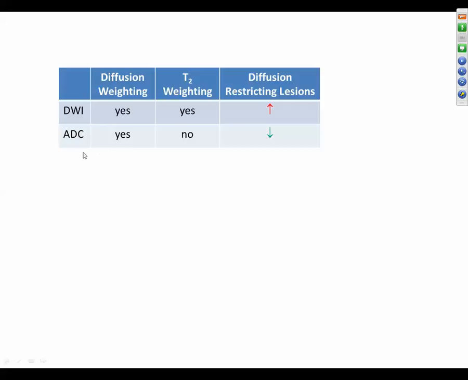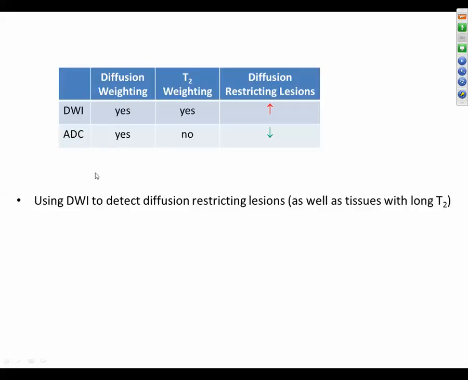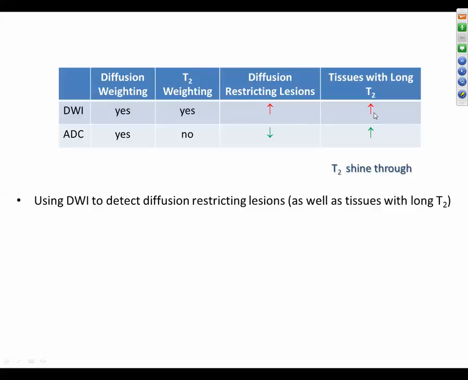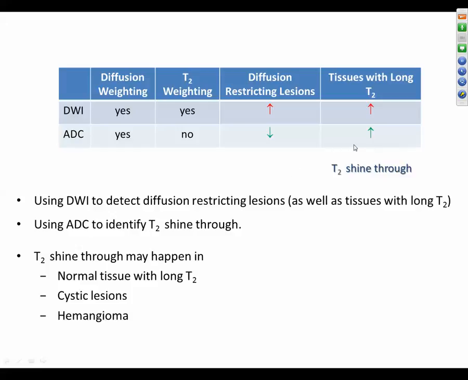This is a summary of the result. We want to use DWI to detect the lesion because it's brighter than the normal tissue. Meanwhile, it can detect the tissue with long T2 as well, so this is called T2 shine-through artifact or T2 shine-through effect. Then we use the ADC. The lesion will have a decreased ADC value, but those long T2 tissues won't have a decreased ADC value. In this way, we can eliminate the false alarm from T2 shine-through.